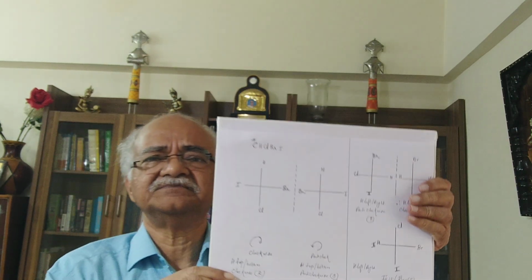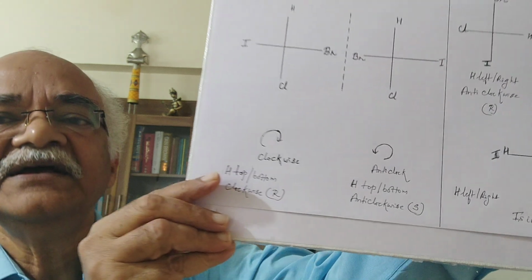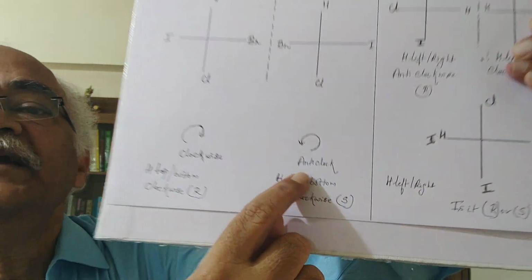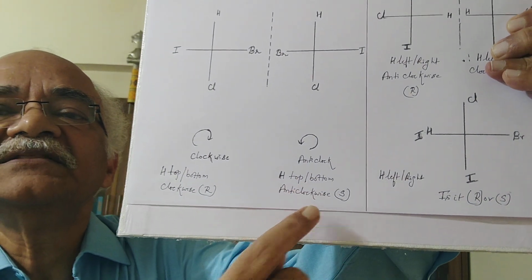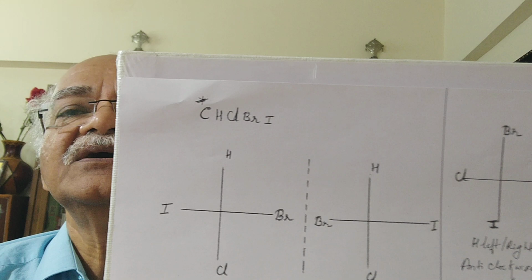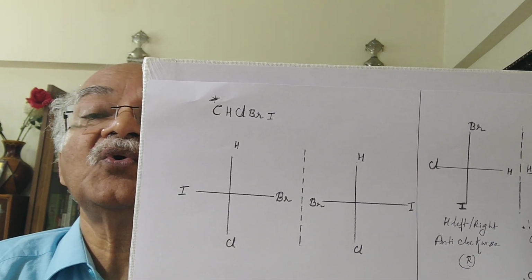Not at all difficult. Are you getting this point here? I have written the same thing in this small chart here. This is the anti-clockwise direction, and I am getting this molecule as S. So this particular molecule, which is rather simple, what is the name of this molecule? It is bromochloroiodomethane.